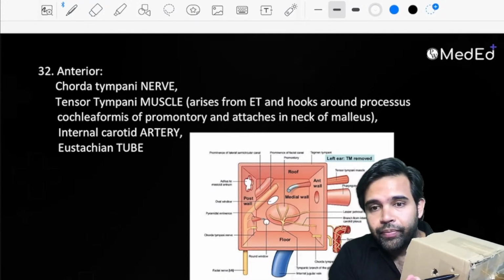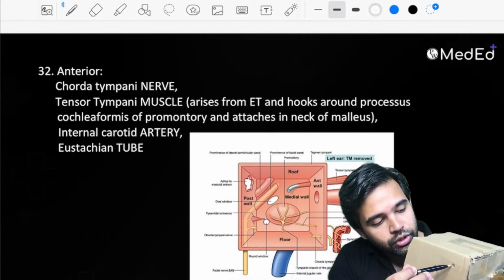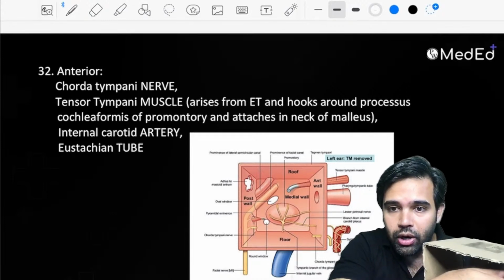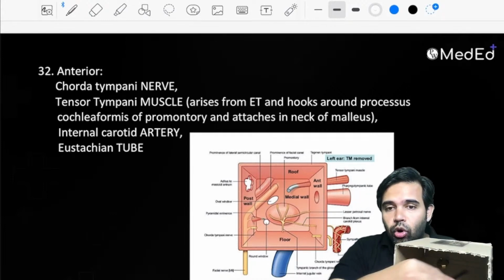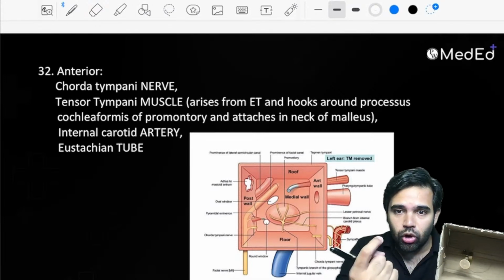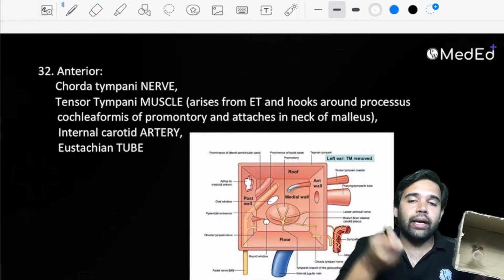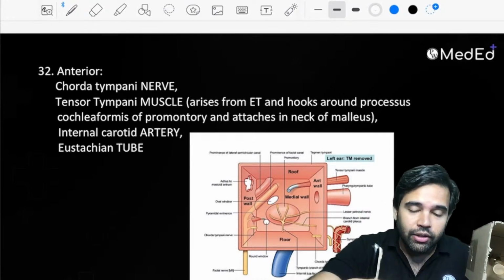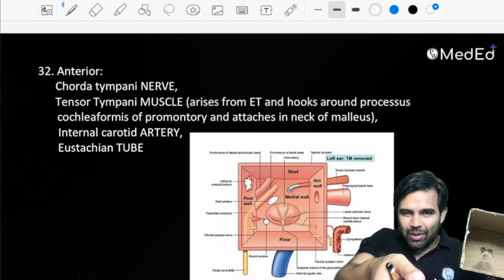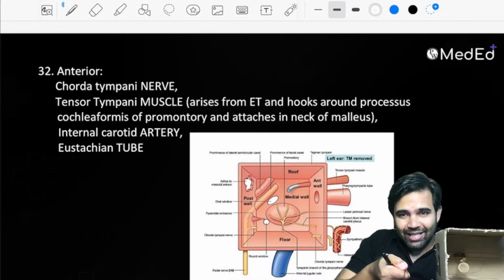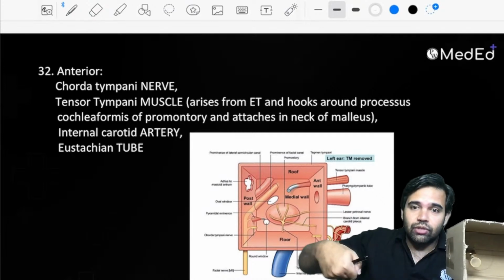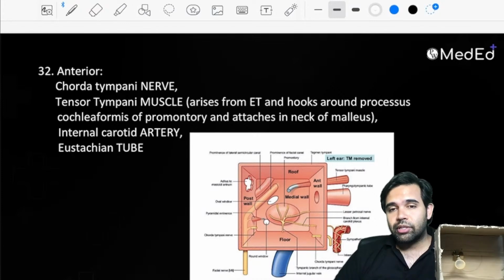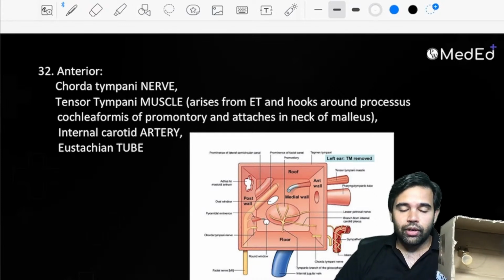The tensor tympani muscle goes from here, near the eustachian tube, it goes inside like this, and it hooks around the cochlea. It hooks around the basal turn of the cochlea, called the processus cochleariformis, and then it comes straight and attaches to the neck of the malleus. So it is basically L-shaped, hooked around the process. So when it tenses, it pulls the tympanic membrane back in a straight direction, even though its origin is from the side. So वो side से control कर रहा है through the process. It's a very interesting adaptation of the human body.